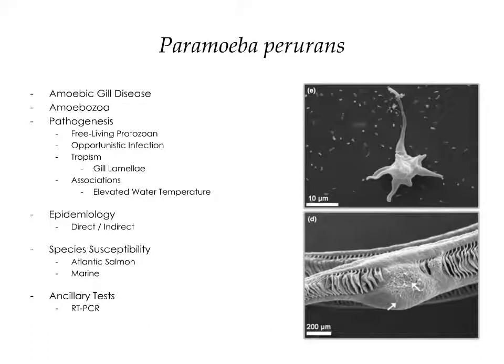Ancillary testing includes real-time PCR. The image on the bottom right is a transmission electron micrograph of an affected gill filament. Notice the extensive area of lamellar epithelial hyperplasia resulting in fusion of large numbers of adjacent lamellae.